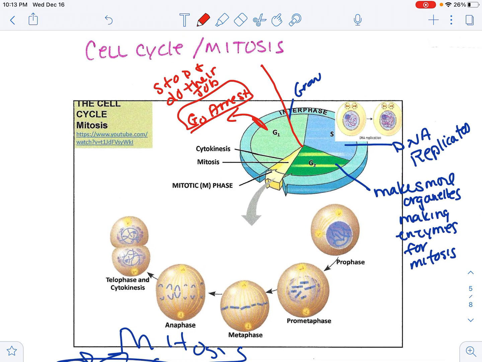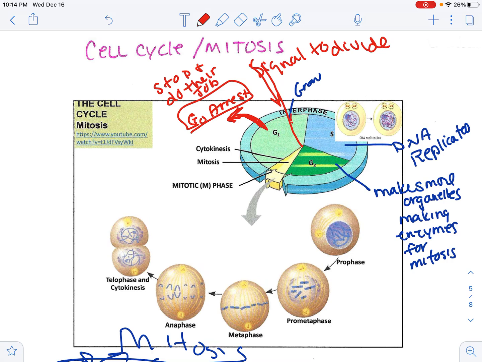Then at some point, let's say this cell gets a signal. It gets a signal to divide. Like maybe you cut yourself. Okay, maybe this is a skin cell. And so it's in G0 rest here. In G1, it's doing its job. It's got chromatin, etc. And then now it's going to divide.